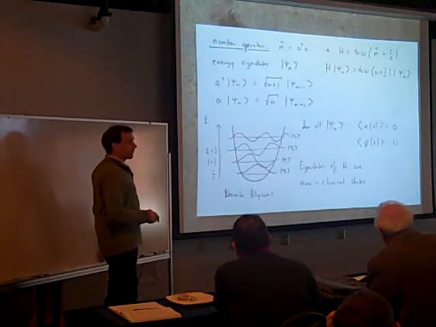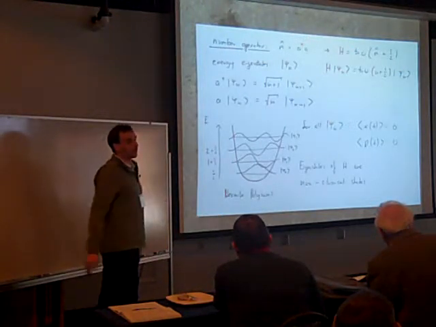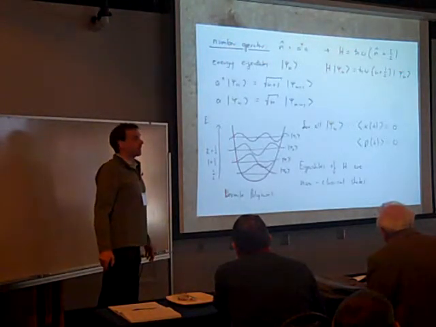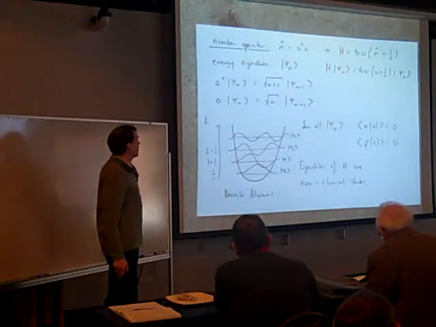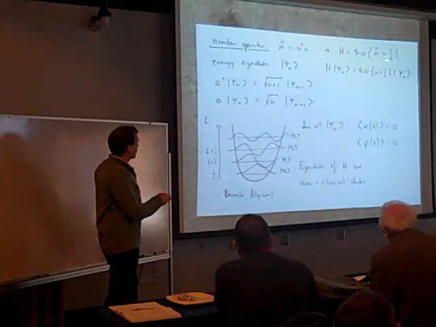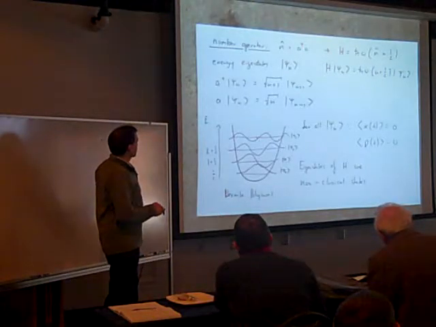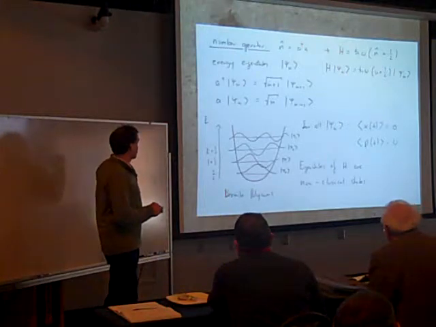So what is a dagger a? A dagger a is actually equal to the number operator. Let's see what that means. H is h bar omega, and you can write it as a number operator plus 1/2. This number operator counts the energy eigenstates, essentially.